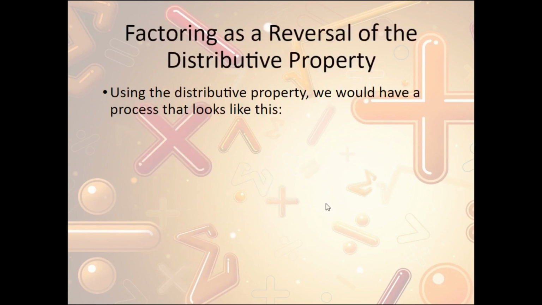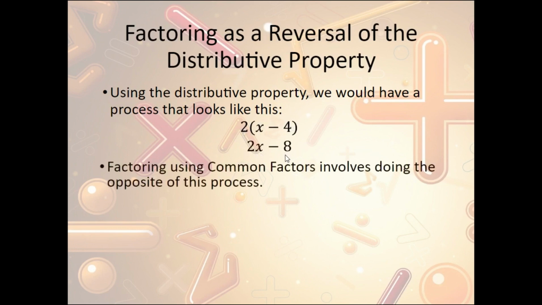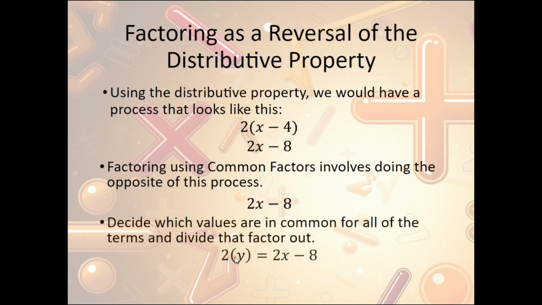So factoring is really just a reversal of the distributive property. For instance, with the distributive property, we had something that looked like this earlier. So we had 2 times x minus 4. Well, we multiply 2 times x and 2 times negative 4, and we get 2x minus 8. Now, if we were to factor this, we're looking for something that's in common between the two of them. Well, we know that 2x is divisible by 2 and negative 8 is divisible by 2. So I can pull that out and I end up with 2 times x minus 4. So really it's the same thing. So I just divided each of them by 2 and put that outside. So factoring in this way is exactly the opposite of the distributive property.